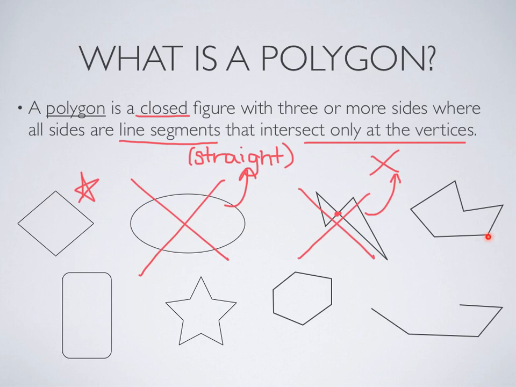What about this one? This one is a polygon. It's a concave polygon, but the sides are straight, it's closed, and there's no crisscrossing in the middle, so it's fine. This one down here, not a polygon because the corners are curved. This one here, sides are all straight, it's closed, sides intersect only at the vertices. That one is a polygon, so is this one.